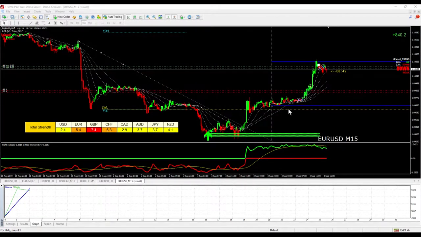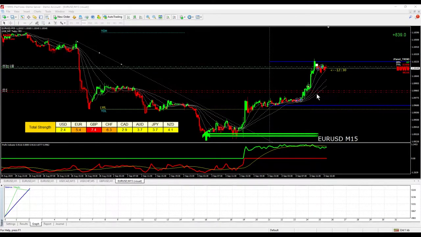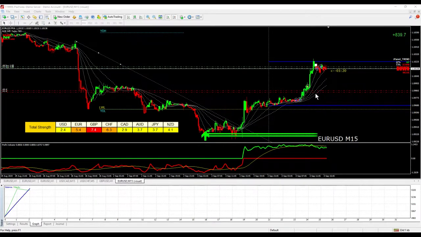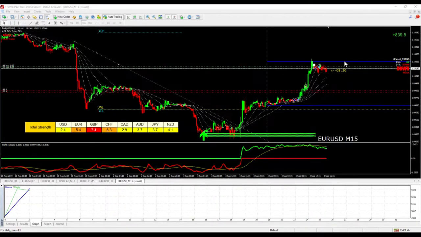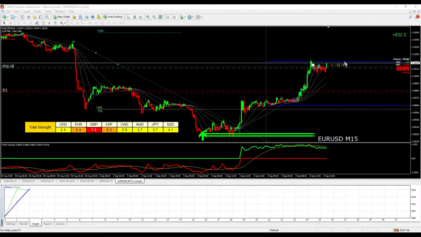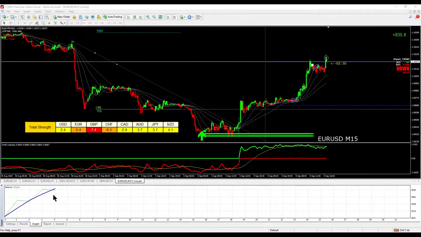There we go. We got two more buy trades. We'll see what happens. We're at the top of the ADR, so this might be turning around. Nope, took profit again. Good. It's working really well.